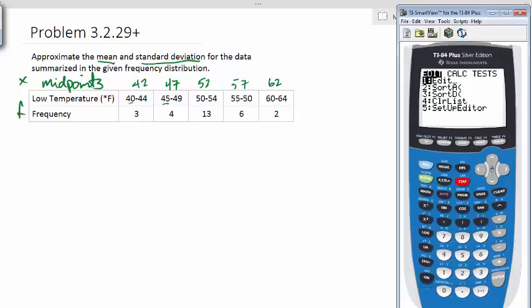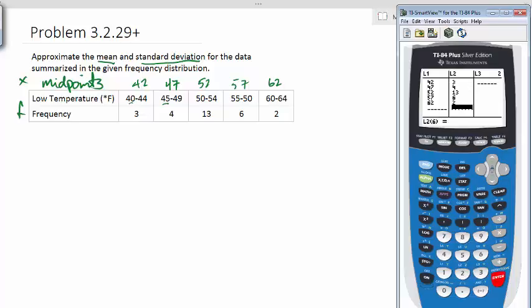Let's go to Stat and Edit. Oh, I have something in my list and I want to clear that out. So I'm going to move my cursor up all the way to the top and hit Clear, and that wipes out everything. So I want to put in my values, my midpoints, 42, 47, etc. So we have a short list. We have 5 numbers. And we see that the 6th slot is empty, so the one before that is 5. And let's go over and fill in our frequencies, which is 3, 4, etc.